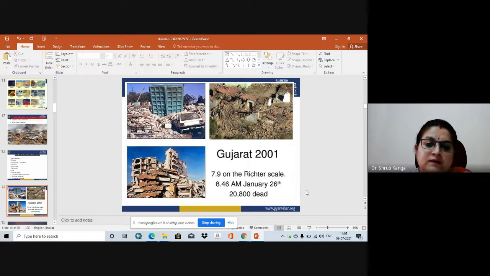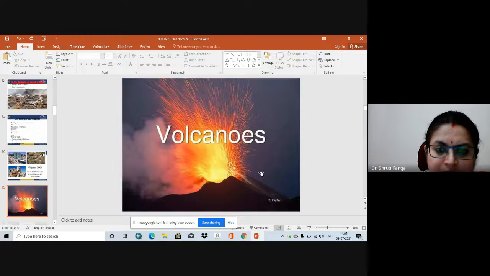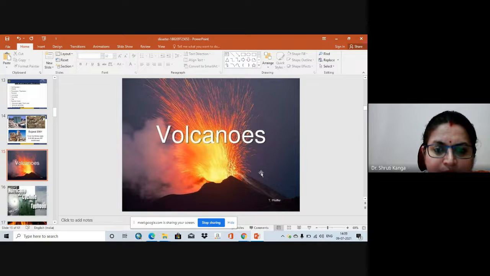Then you can see in this image the earthquake which took place in Gujarat in 2001. Here the intensity was 7.9, which is very high, and around 20,800 people died in this earthquake disaster. Clear? This is a volcano.